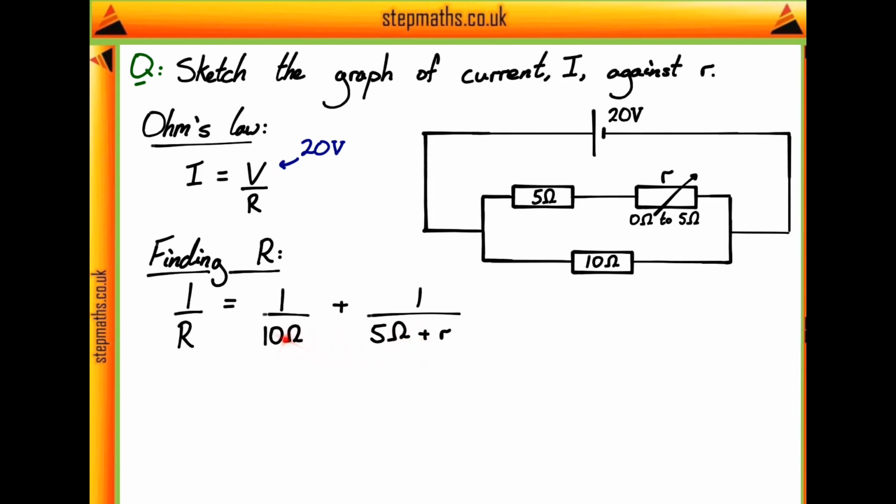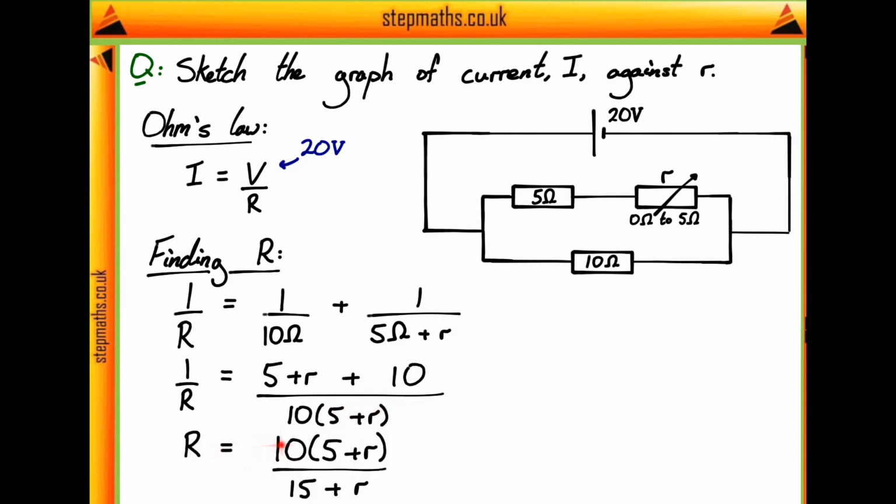What we can then do is simplify this expression. If we multiply each by the denominator of the other, then this becomes 5 plus R over 10, and this becomes 10 over 5 ohms plus R, which add together to give us this, which we can then simplify to get a total resistance value of 10 multiplied by 5 plus R over 15 plus R.